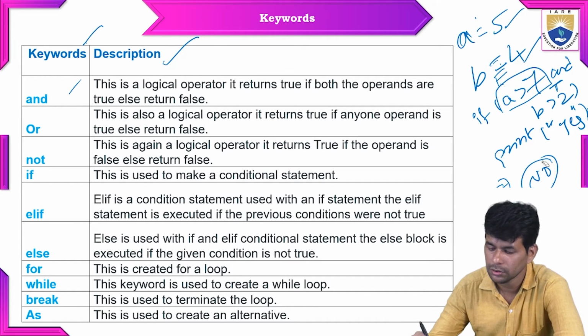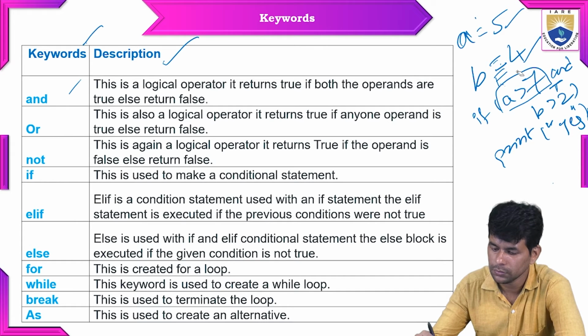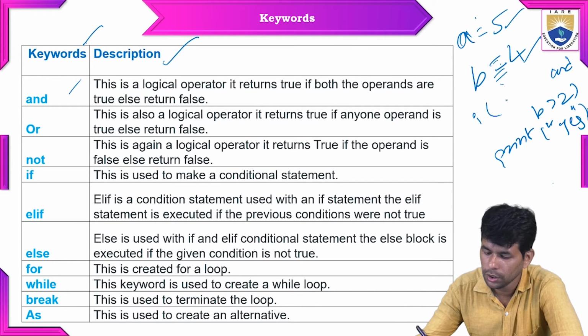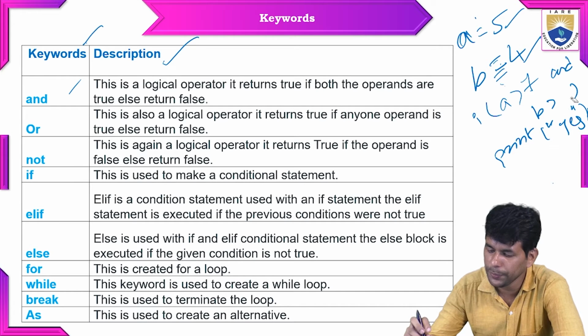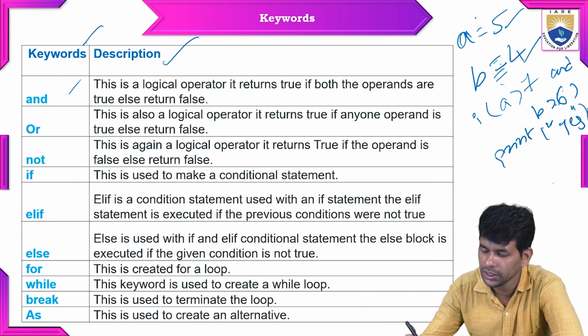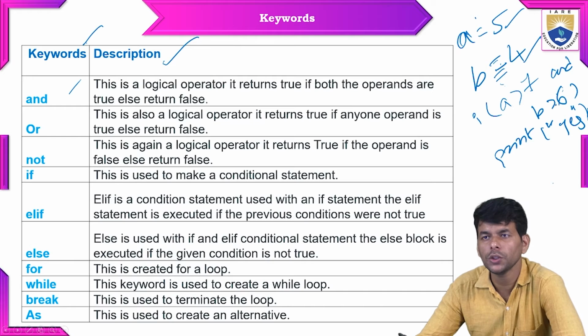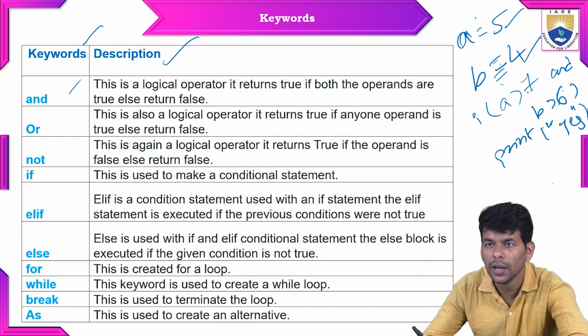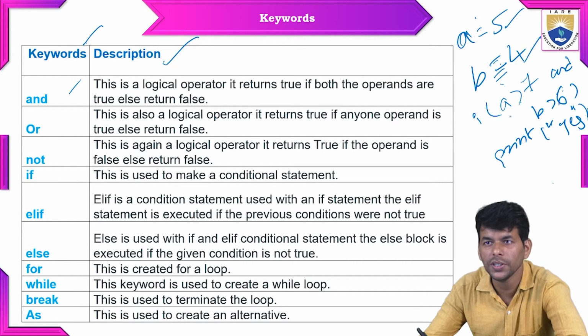So again, we have another one here. What is that? We will see. A is greater than 7, and then B is greater than 6. Now I have taken two statements here. The first statement is A greater than 7 and the second is B greater than 6.